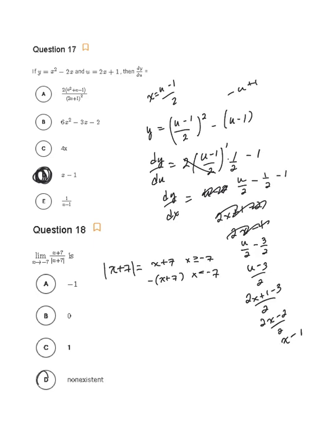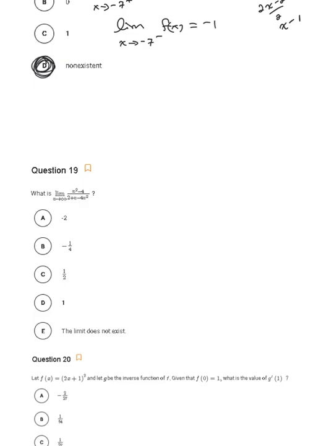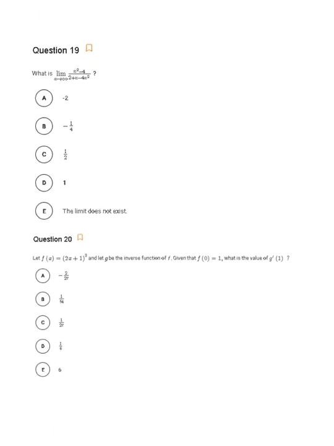So the thing is, the limit is non-existent because the left-hand and the right-hand limits are not going to be equal. The limit as x approaches negative 7 from the right will be positive 1, but from the left will be negative 1. Okay, so there's a jump. Therefore the limit does not exist. We've done one similar to that at some point. May have done the same one. I probably liked it so much.